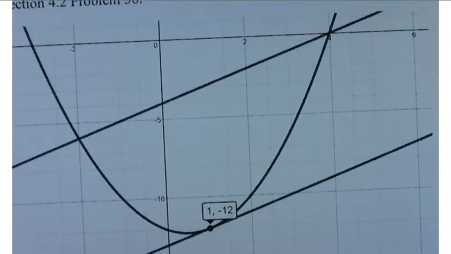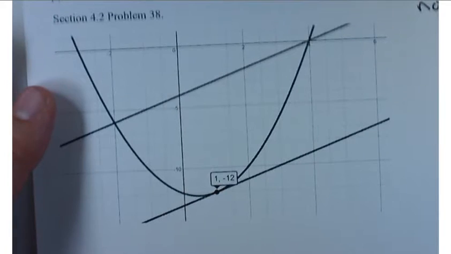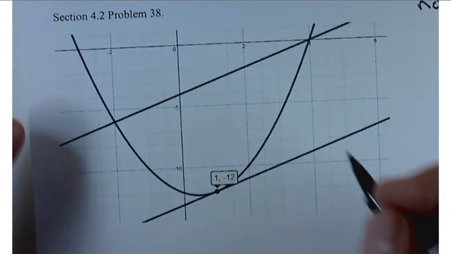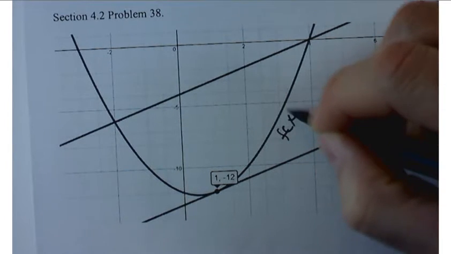Problem 38 gives you a function. And let's go back to there. f of x is x squared minus x minus 12. So that's this parabola. f of x is x squared minus x minus 12.